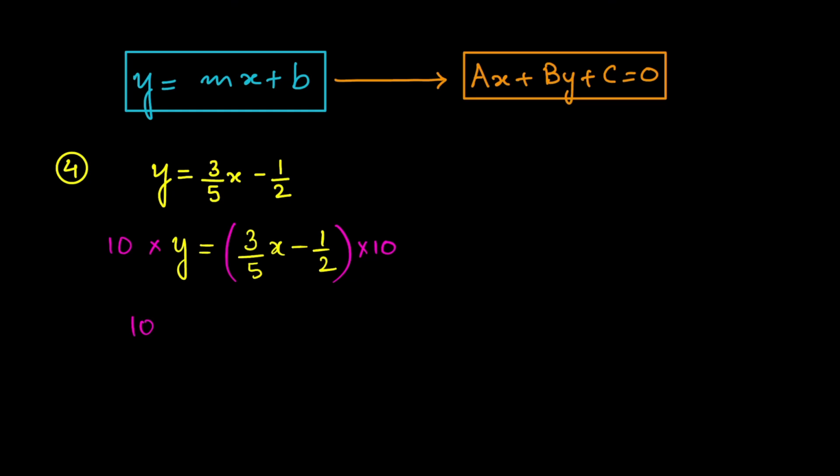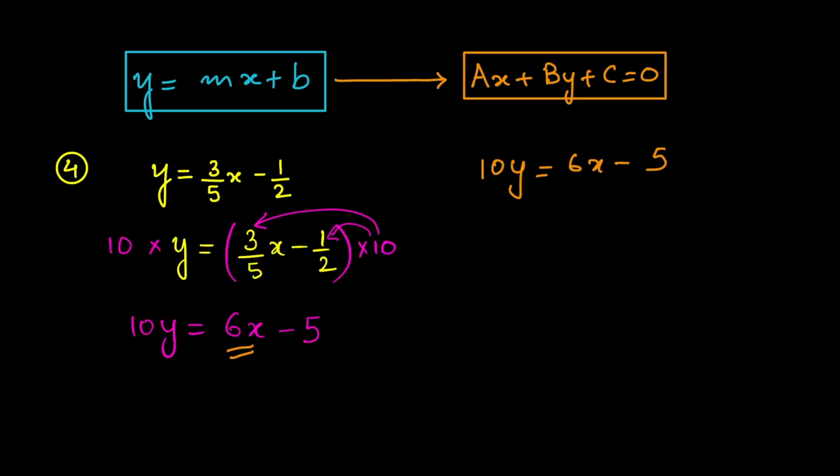So we get 10y equals, now if you distribute it, 10 times 3 is 30, 30 divided by 5 is 6. So we get 6x, and 10 times 1, 10 divided by 2 is 5. So we don't have any fractions now. So now we write this as 10y equals 6x minus 5. Now we see that 6x is positive, so we have to move the y term to the right side. For this we do the opposite operation, so minus 10y and minus 10y.